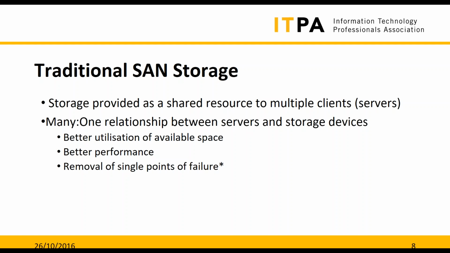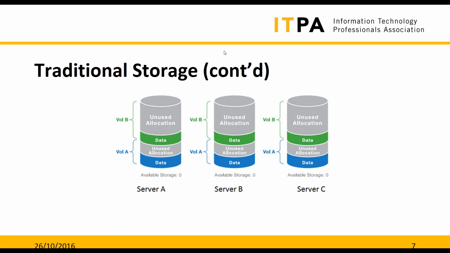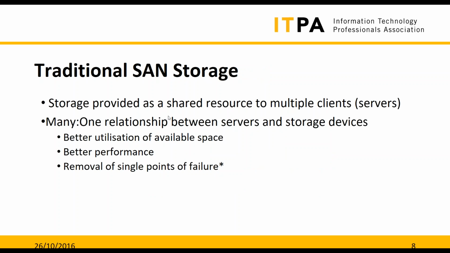So basically, the way this works is that instead of each server having its own storage, you have a single pool of storage which is shared amongst the other workloads. So all of the servers gain access to the storage. So this gives you a many-to-one relationship between servers and storage devices. So you get better utilization of available space because you can allocate some of what was previously unallocated storage. And if you look at this picture, your unused allocations are now able to be allocated to server D and server E because the shared storage device has multiple servers accessing it. You get better performance generally.